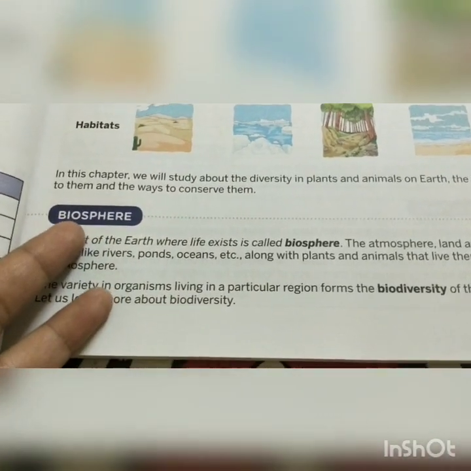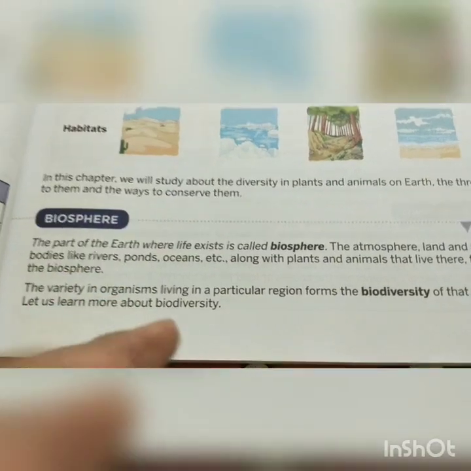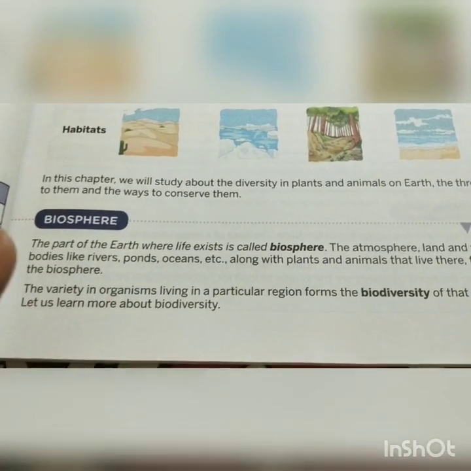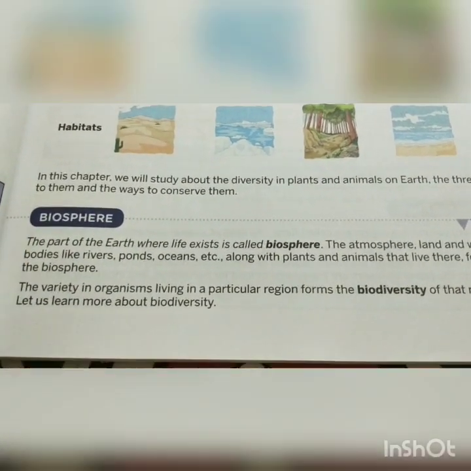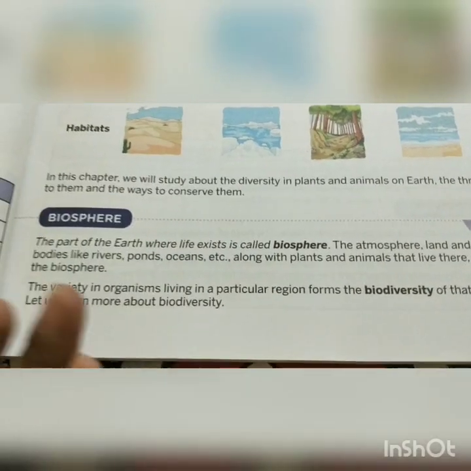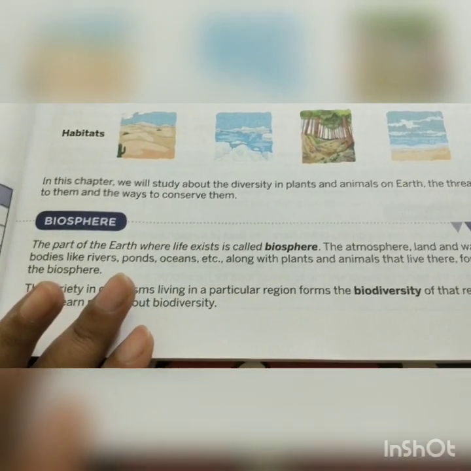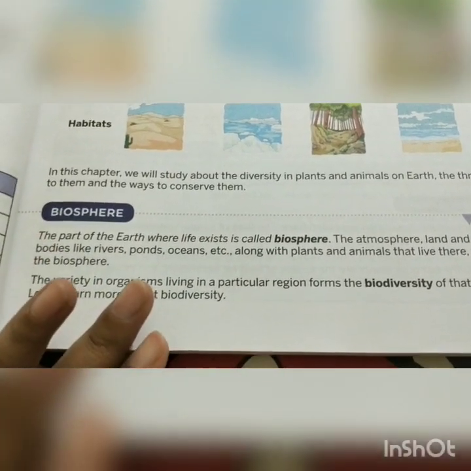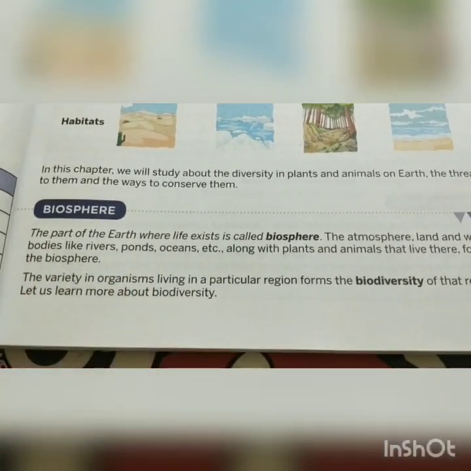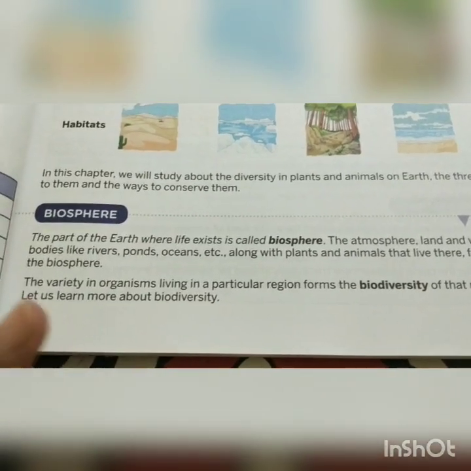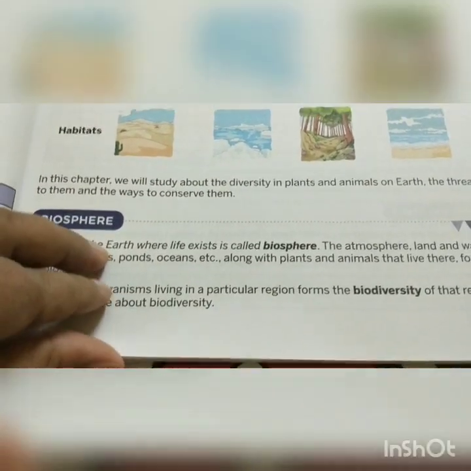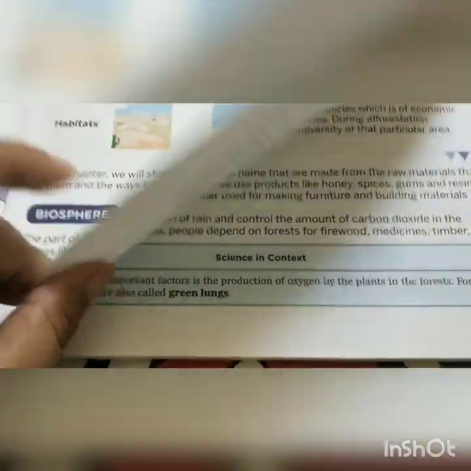So what is the biodiversity, student? Maybe you know now. Biodiversity means a place or a region where varieties of animals are living together. Not only one or two animals, many different types of animals are living together in that particular region. So that is called the biodiversity. Here we learn more about the biodiversity.